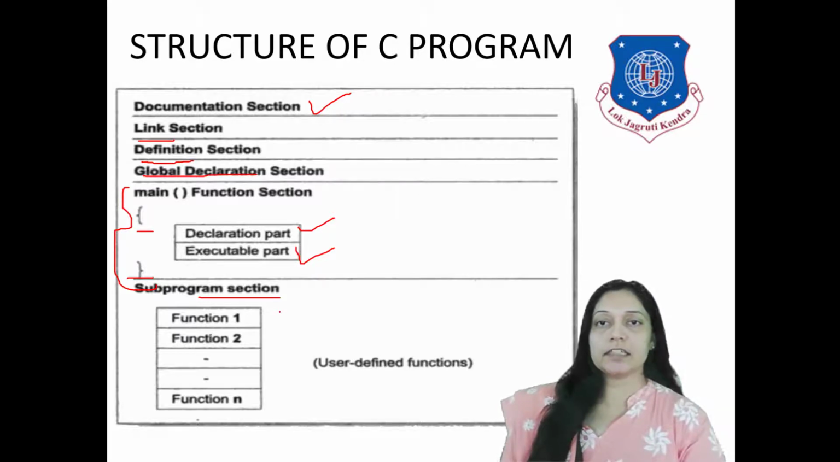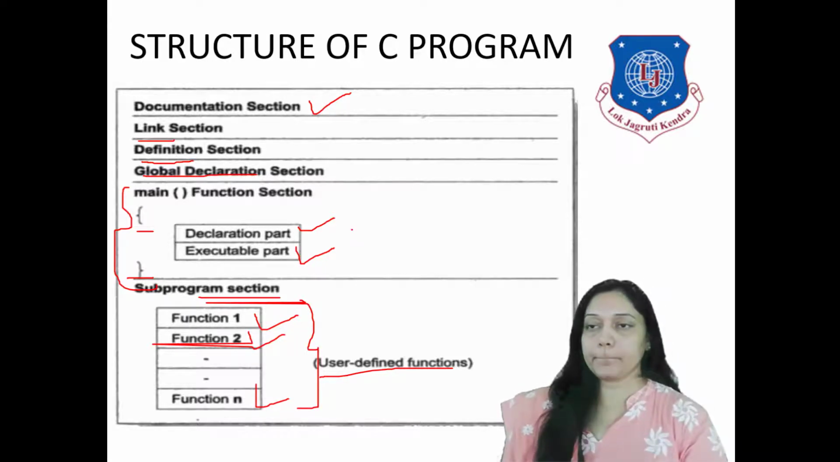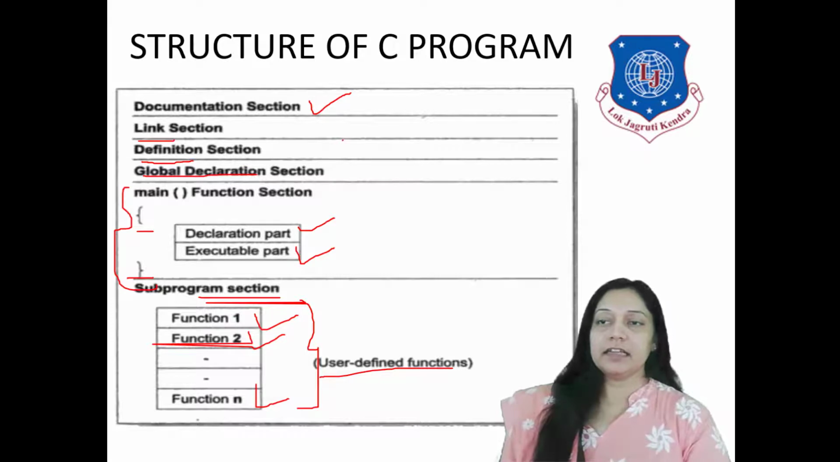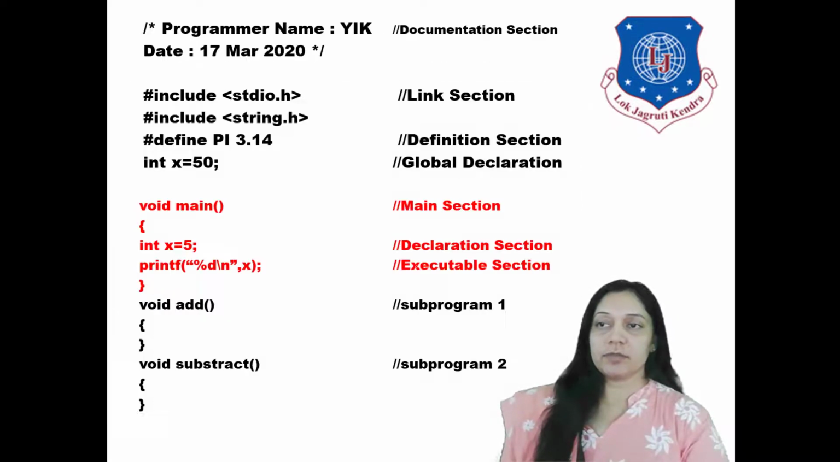If you want to add some extra functions, those are known as user-defined functions, functions which have been created by the user. It can be 1, 2, or even 100, and there is no limit to this: function 1, function 2, up to function n. So you can add extra functions in your C program. Let's see more details about the structure of a C program.